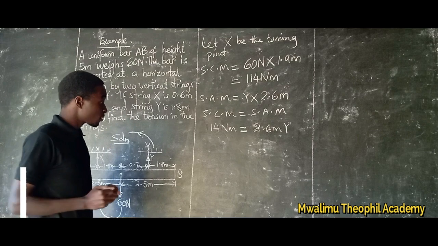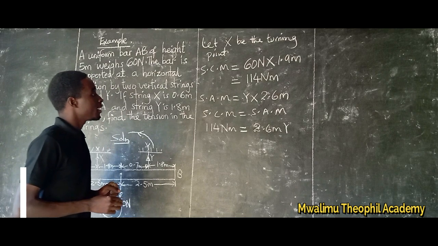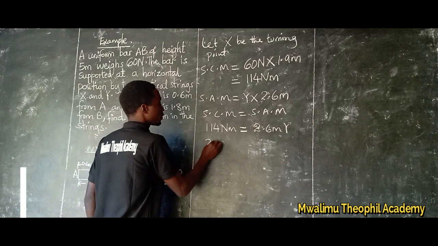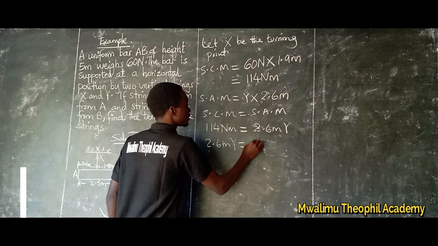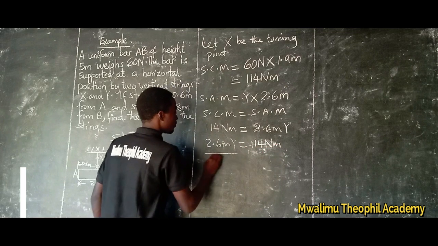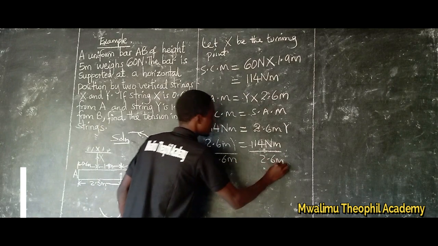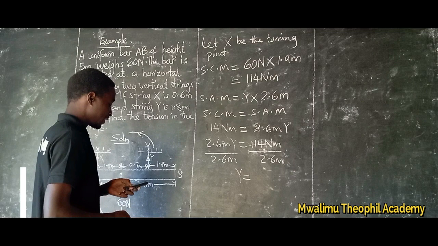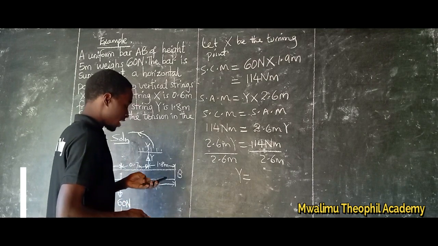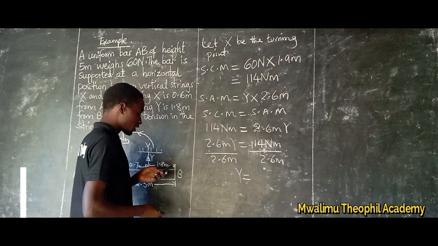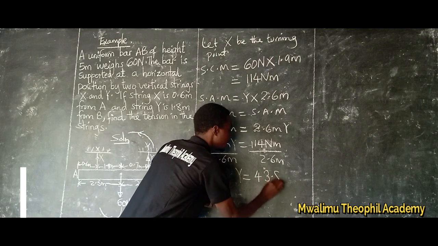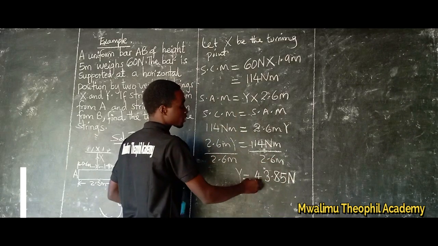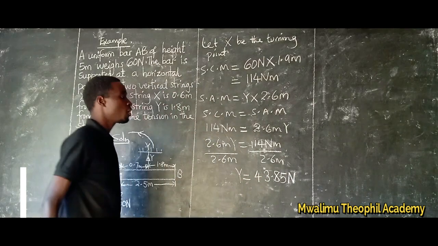Here we are going to obtain force Y by dividing by 2.6 meter both sides. So we have 2.6 meter times Y is equal to 114 Newton meter. By dividing by 2.6 meter both sides, you are left with Y. Now our Y will be equal to 114 over 2.6. You are going to get 43.85. This is in Newton, as meter and meter cancel out, so we are left with 43.85 Newton. This is the value of force Y.